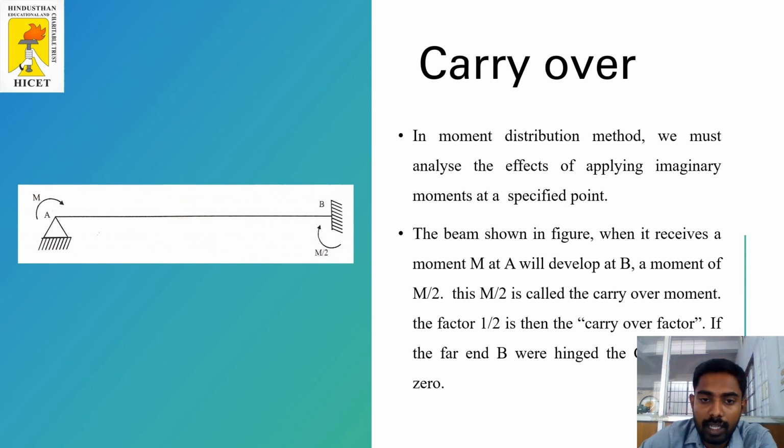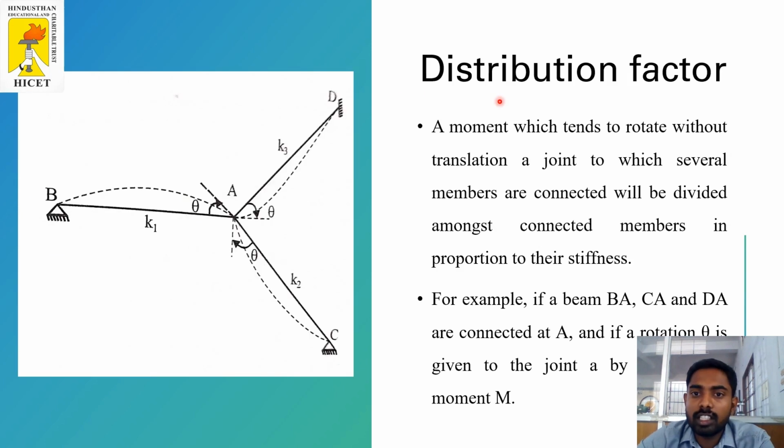If you are taking a moment MAB, and the far end B is hinged, then the carryover factor will be 0. Distribution factor. A moment which tends to rotate a joint without translation, to which several members have been connected, will be divided amongst the connected members in proportion to their stiffness.